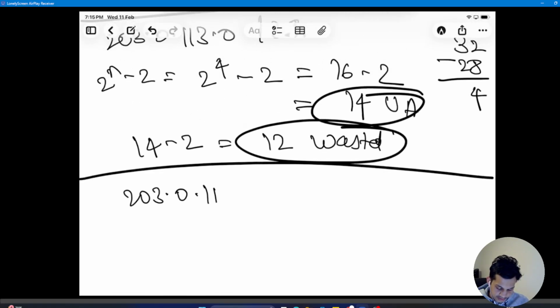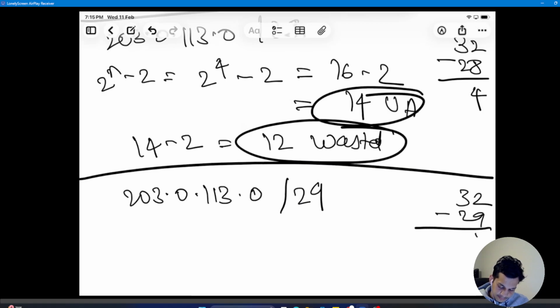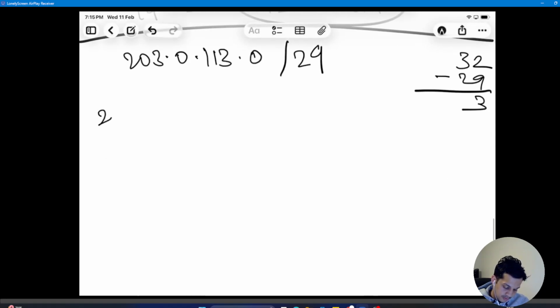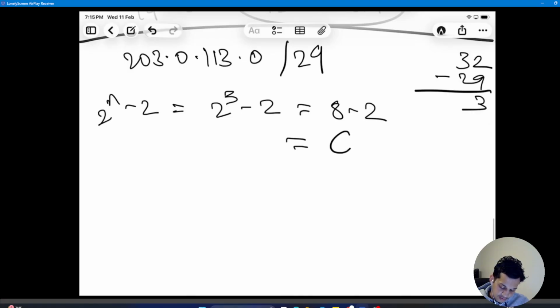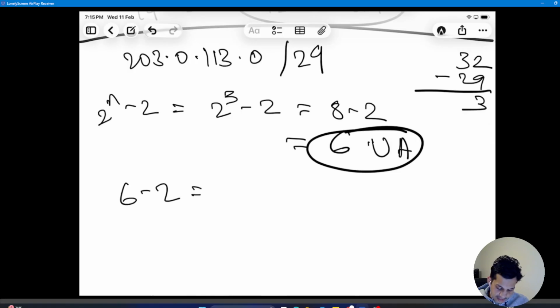Let's go to a smaller subnet, that is /29. 32 minus 29 is 3. So 2 raised to n minus 2, that is 2 raised to 3 minus 2, which is 8 minus 2, that is 6. So we are getting closer and shorter. 6 usable addresses, but we have a requirement of only 2. So 6 minus 2, 4 addresses are being wasted again.